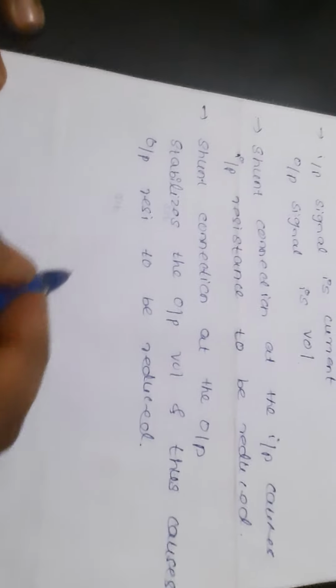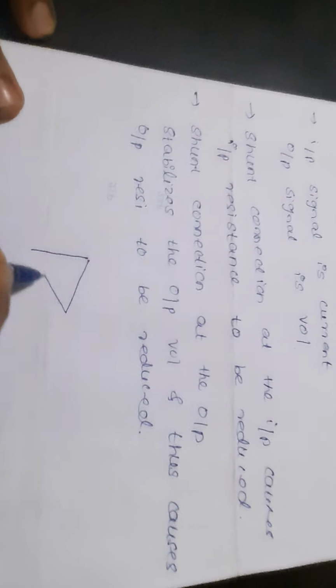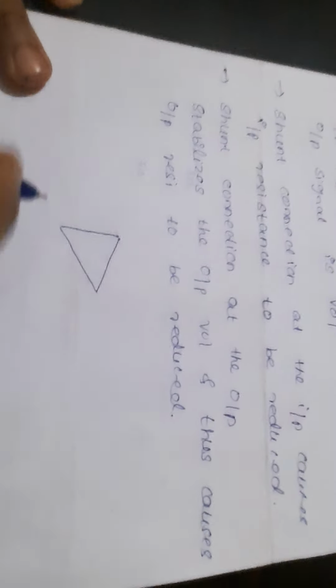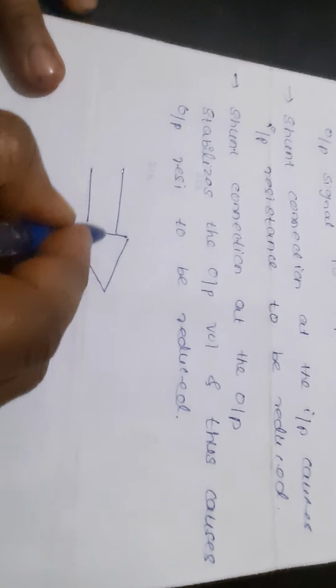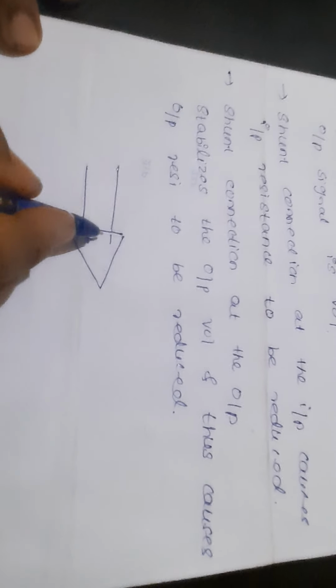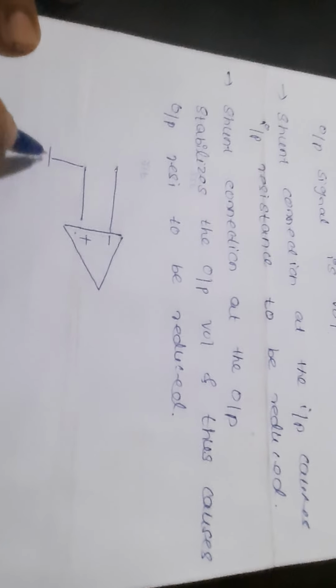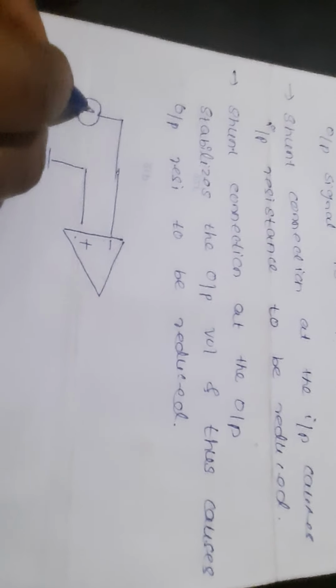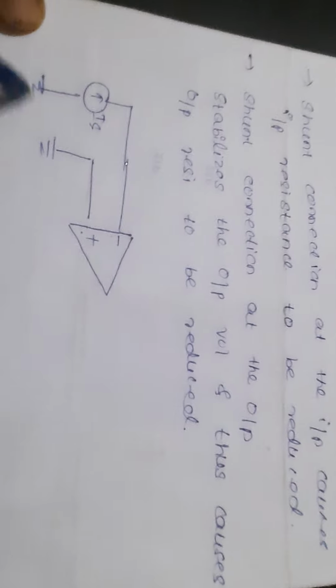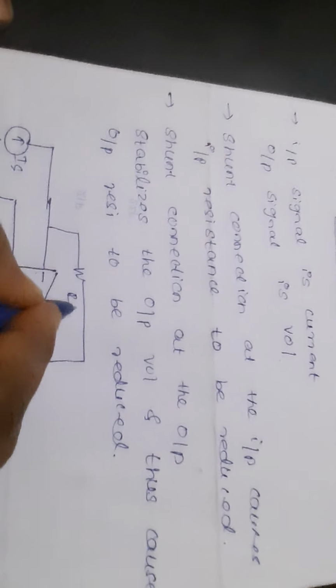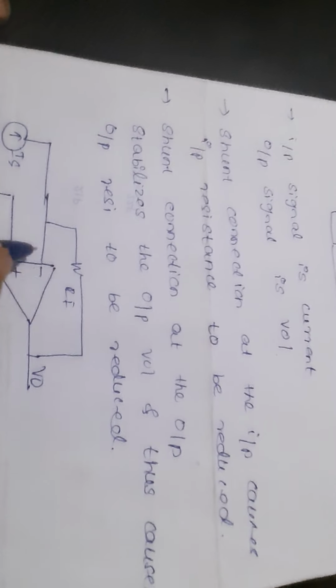Now, this block diagram can be drawn as the circuit diagram, where again we need two inputs. So we'll go for the op-amp. Op-amp has two input terminals, minus and plus, inverting and non-inverting. The non-inverting terminal is grounded. The input IS is given to the inverting terminal, and we want that feedback voltage. So RF is used, so V0 is fed back to the inverting terminal.